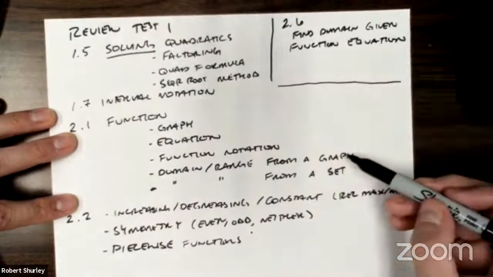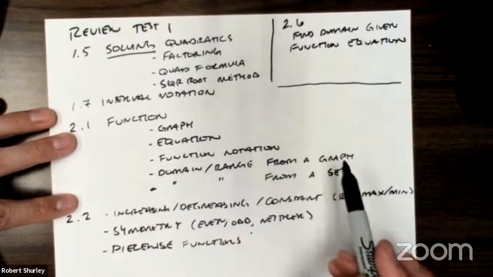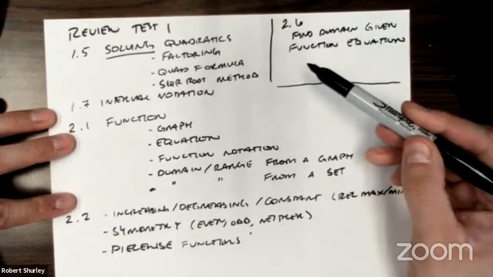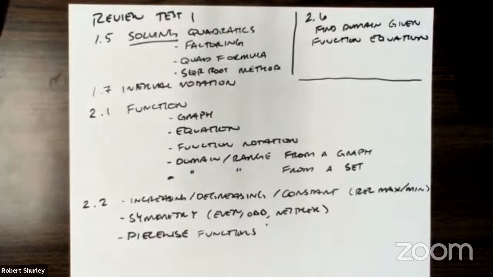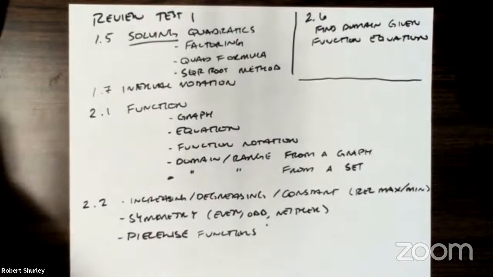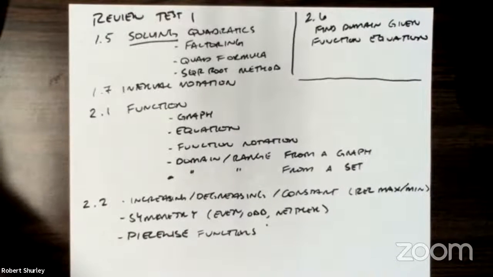So a little different than a graph, right? When you visually see where the domain is, it's a little different than if you're given the equation and asked for the domain, okay? So these are all the topics that are going to be on test 1, okay?